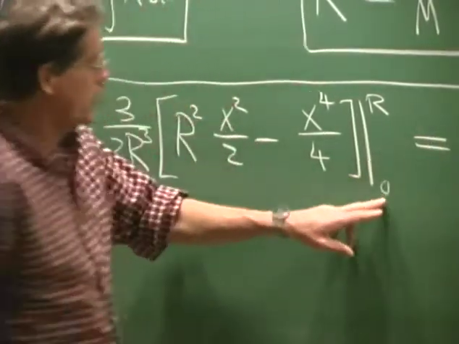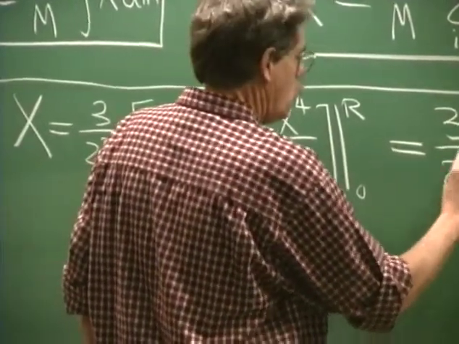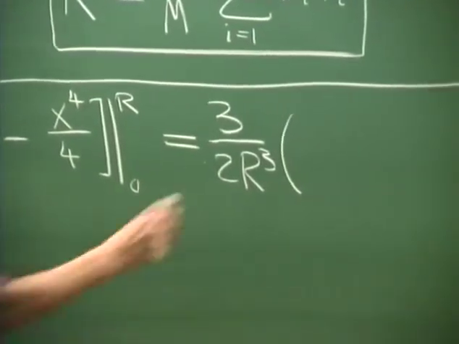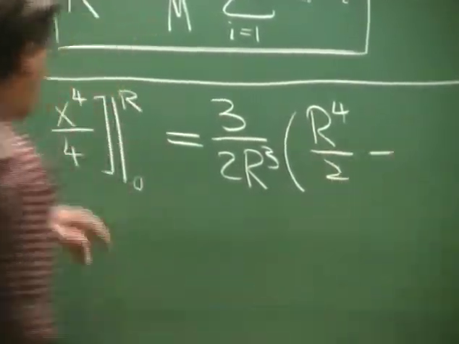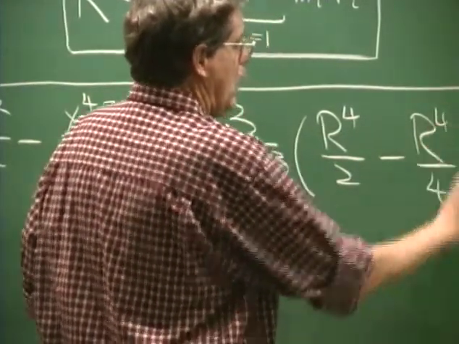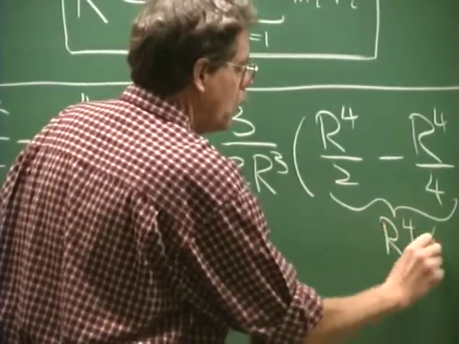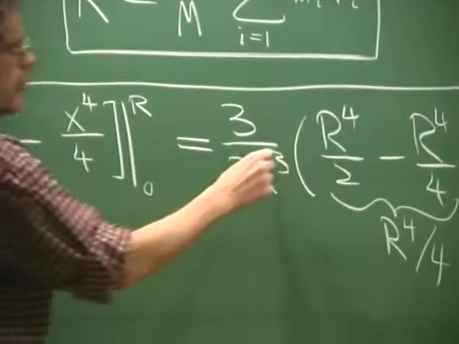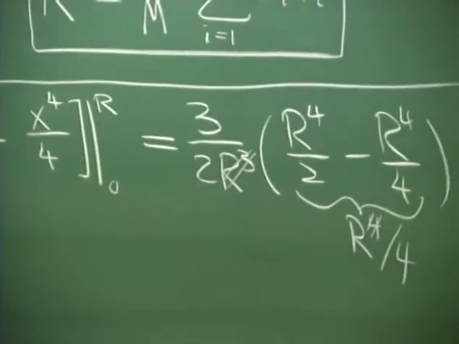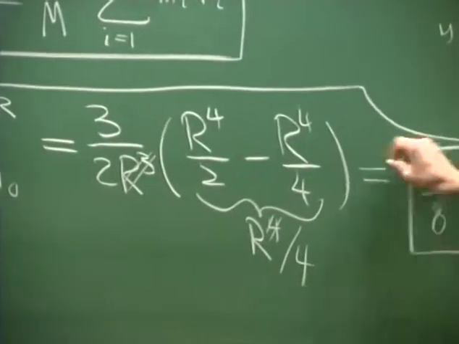So let's put those in. When I put in x equals 0, I'm going to get nothing, so it's only the upper limit that gives me anything. 3 over 2 r cubed times r squared, and another r squared, so it's r to the 4th over 2, minus over here, r to the 4th over 4. That whole thing is r to the 4th over 4. 3 of the r's cancel, and I get 3 over 4, 2s are 8, 3/8 r. There's the answer.